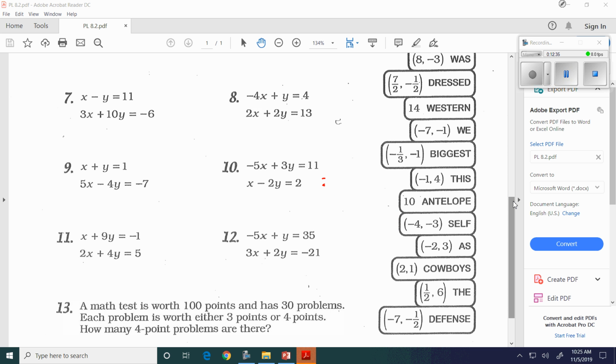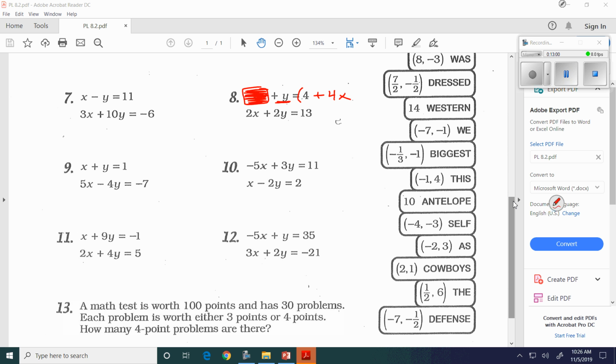Trying to find if there would be another kind of tricky one on here. Let's just do one more. Let's do number 8, just because it involves a fraction. On number 8, we do not have a variable by itself, but we do have one with a coefficient of 1. So we're going to get the y by itself by moving this to the other side. So we're going to add 4x. So now we have y equals 4 plus 4x.